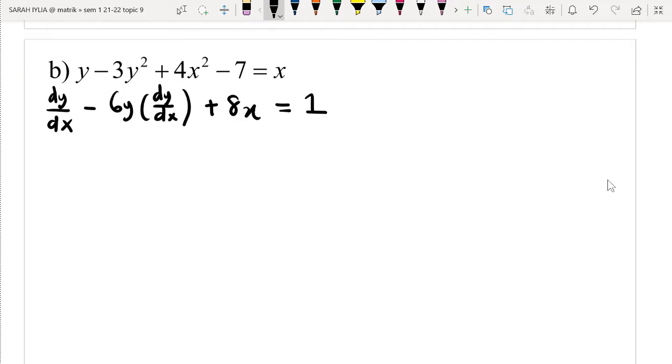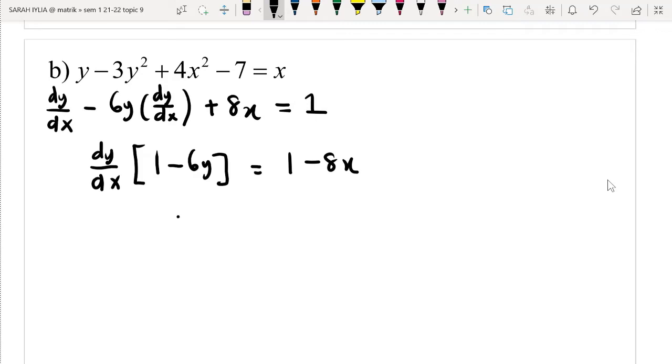Okay, and then as usual, try to simplify. So dy over dx, we can factorize. So we get 1 minus 6y. Without dy dx, I bring it to another side. So we have 1 minus 8x. So finally, we will get our dy over dx is 1 minus 8x divided by 1 minus 6y. Okay. Settle untuk soalan yang kedua. Kita pergi kepada soalan seterusnya.